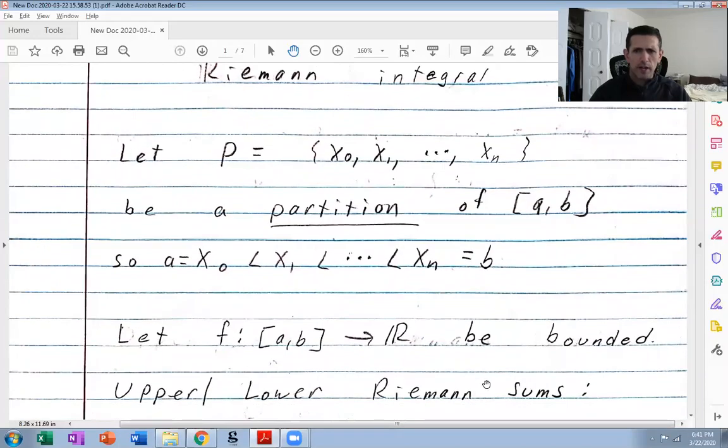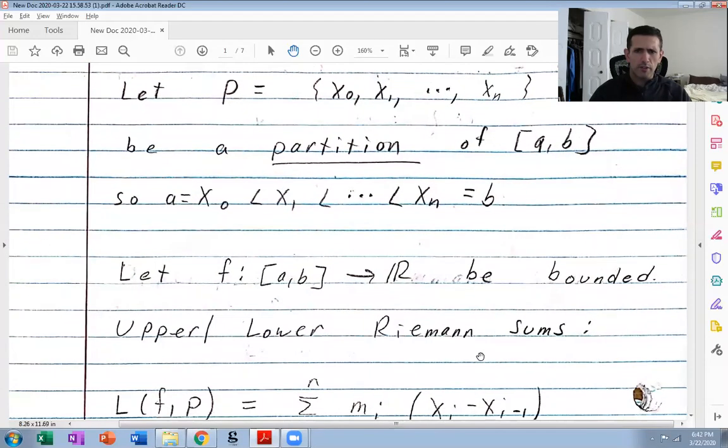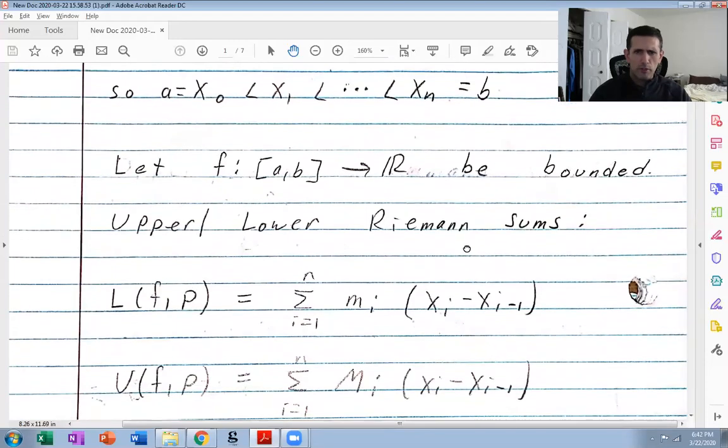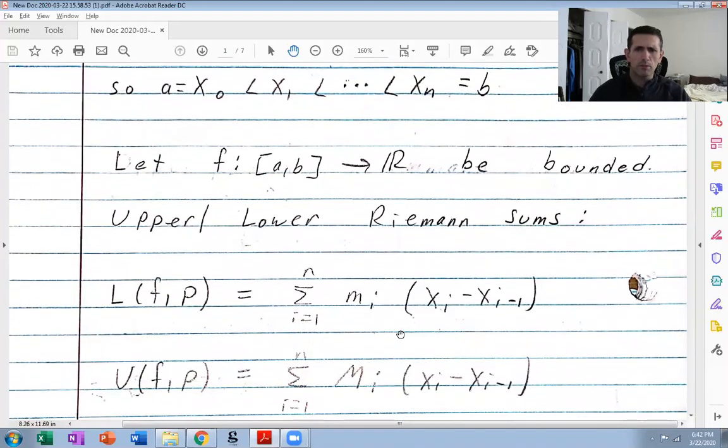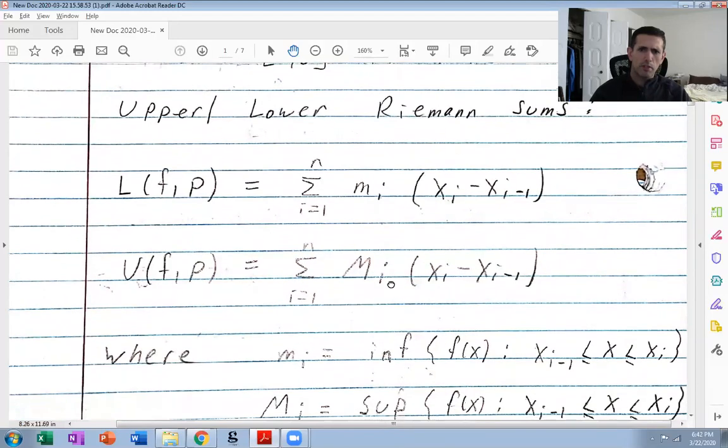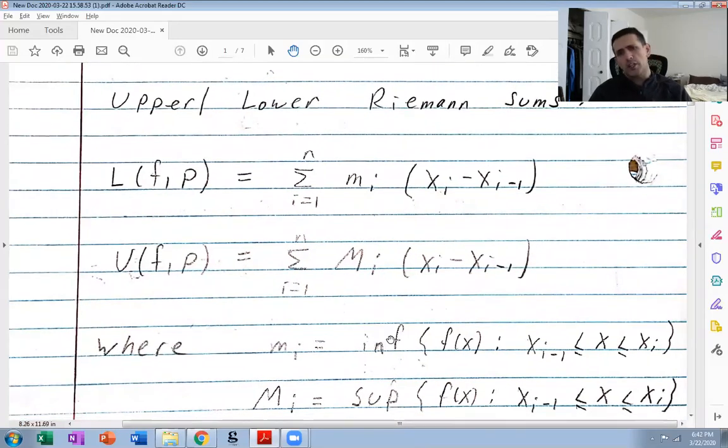Okay, so we can define the upper and lower Riemann sums in the usual familiar way. They're just sums of areas of rectangles with height little mi, height big Mi, and the width is just the width of each partition interval. And little mi and big Mi are just, well, if this function is continuous, it would be the minimum and maximum on my closed intervals corresponding to each partition interval.